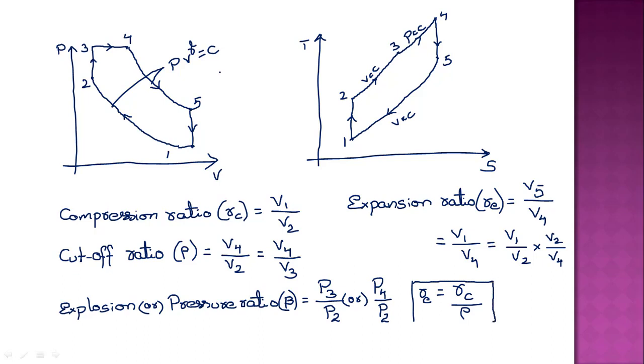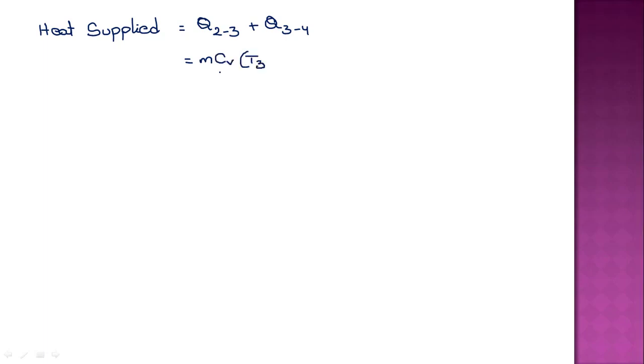Now, heat supply. Here in this particular cycle, heat supplied is taking place in two different processes. One is during constant volume, the other one is during constant pressure. So during constant volume process, heat addition is m C_V delta T. So m C_V (T3 minus T2) plus during constant pressure heat addition is m C_P (T4 minus T3).